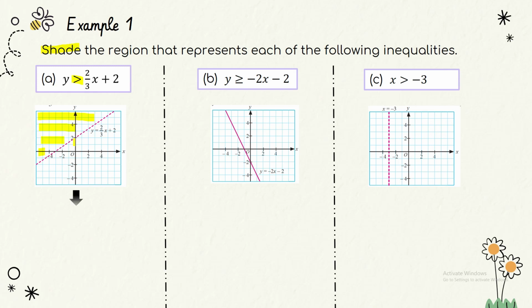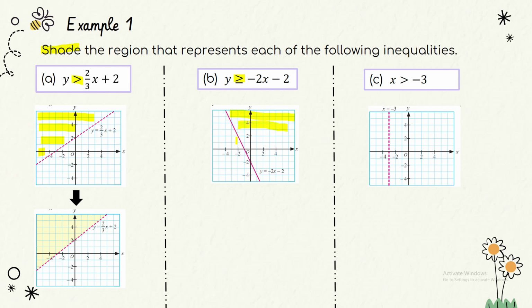Now we check our answer. Okay, correct. For the second one, y higher than or equal to negative 2x minus 2. It's using the sign higher than or equal, so the straight line is a solid line. If it's higher than or equal, it will be located above the straight line. So we shade this region. Okay, we check the answer.